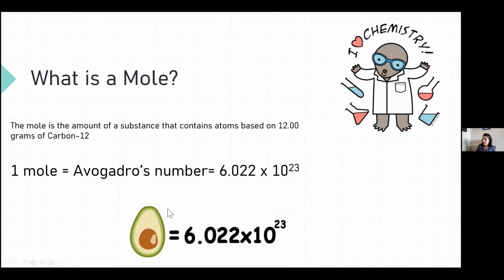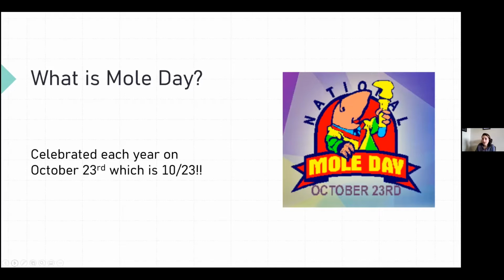And this 10 to the 23rd is why today is Mole Day, because it's 10/23, right? October 23rd. Yeah, it's written in scientific notation. Nice. You guys got this. So Mole Day every year is celebrated on October 23rd. We're really excited to be doing science with you this year on Mole Day.